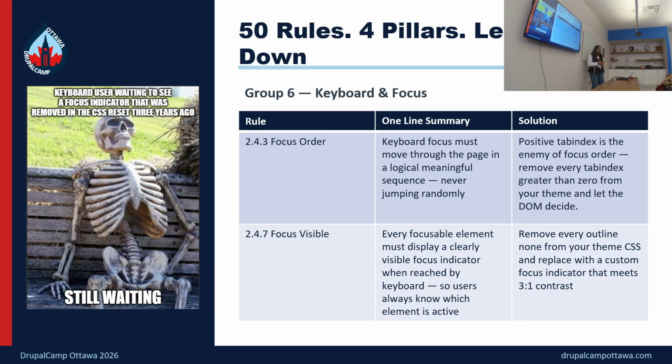Moving on to the next one, that is 2.4.7, focus visible. Every focusable element must display a clearly visible focus indicator. You are not supposed to remove the outline CSS, make it null, because that creates a problem. We are not able to see where we are focused right now. And also we need to meet the contrast ratio of 3:1 for that indicator. You can either add a border or box shadow to make sure that it is visible.